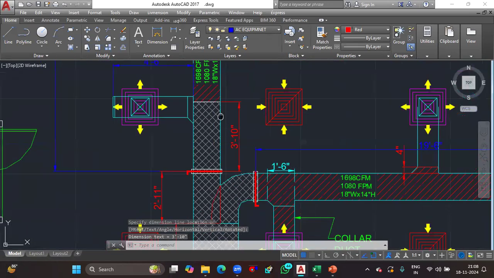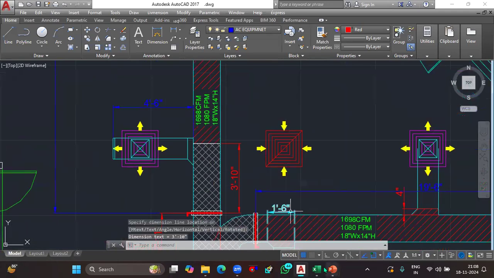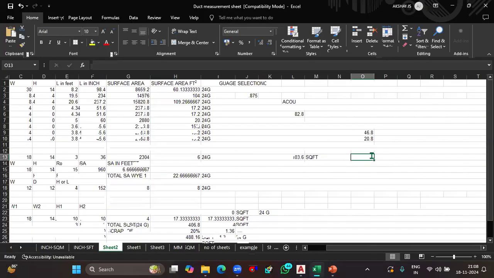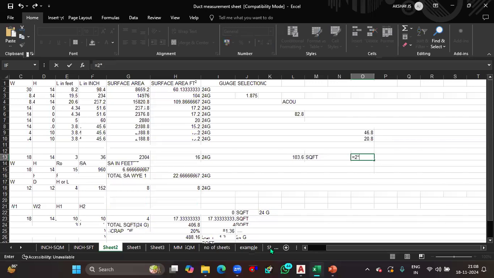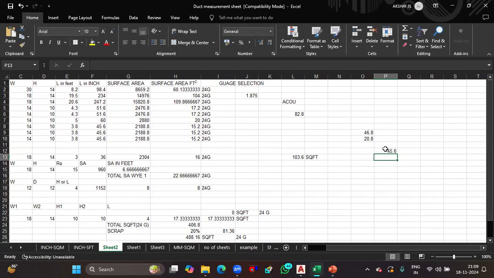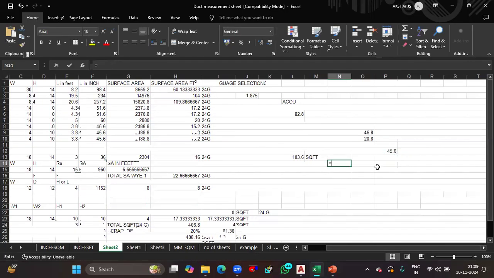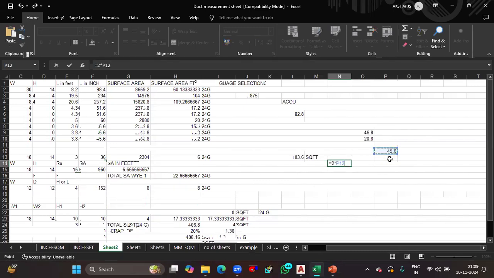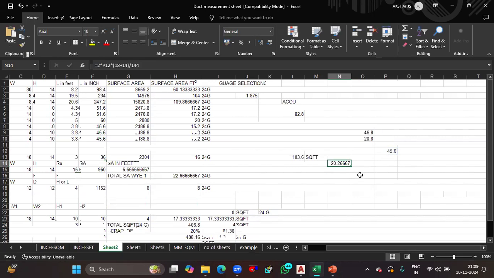That means here we know the size, 18 cross 14, isn't it? So 18 cross 14 is as per the equation, 2 into length. What is the length of this duct, guys? We got around 3 feet 10 inches, isn't it? So 3.8 into 12, 45.6, isn't it? Now use this equation, 2 into length, that is 45.6, into width plus height, that is 18 plus 14, isn't it? That is around 2981 point something, divided by 144, will give you approximately 20 square feet, isn't it?